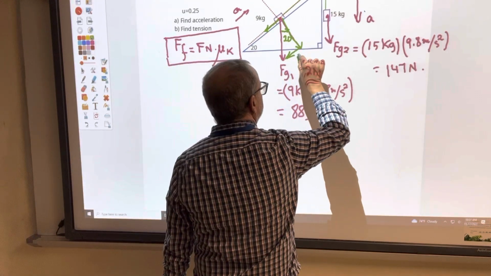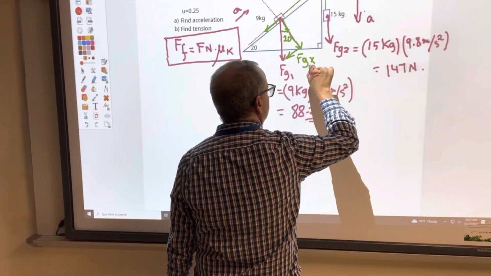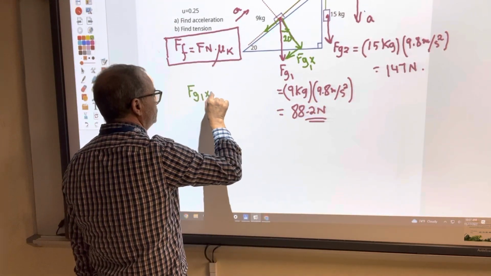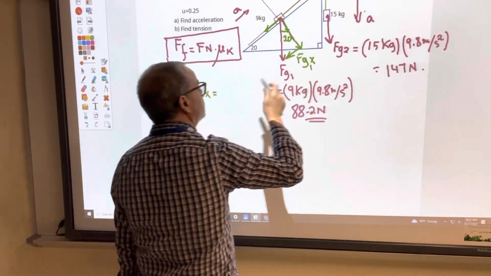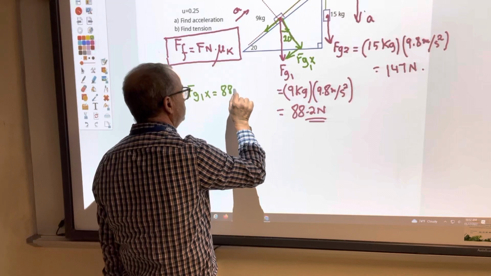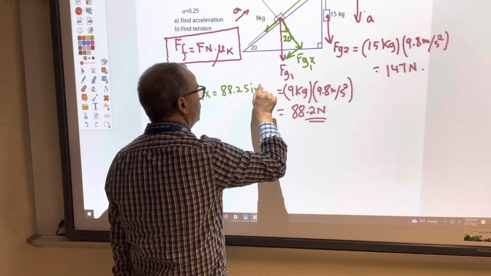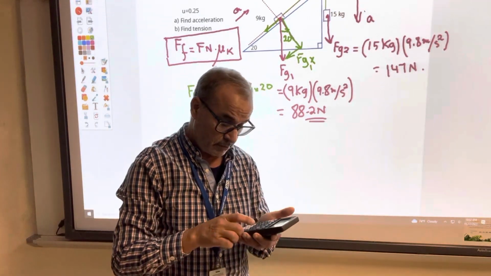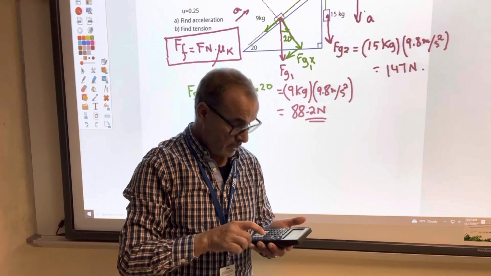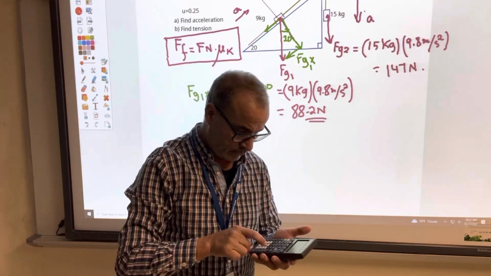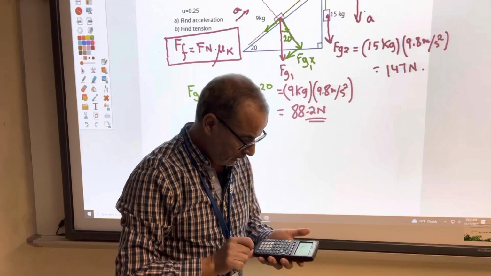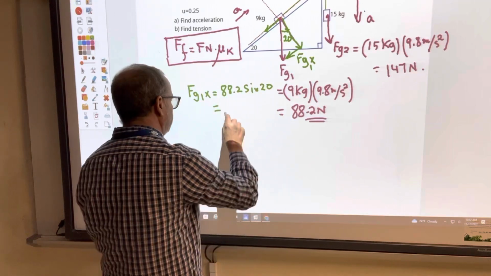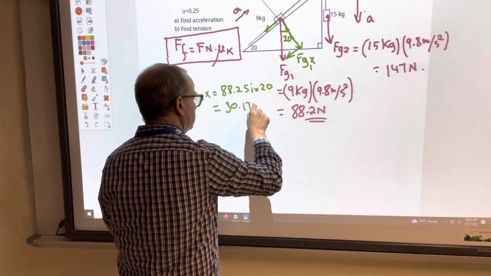So this is Fg1x. Because it's opposite to the angle, we're going to use sine. So it's going to be 88.2 sine of 20. Make sure that your calculator is in degrees instead of radians. So I do sine of 20 first, and then multiply that by 88.2, and I get 30.17 newtons.